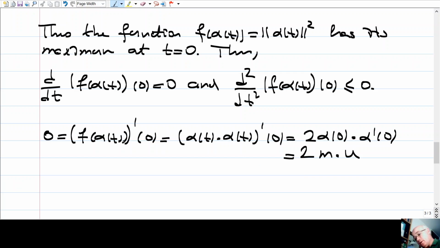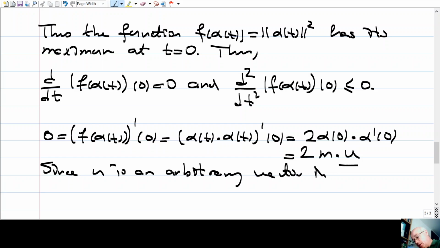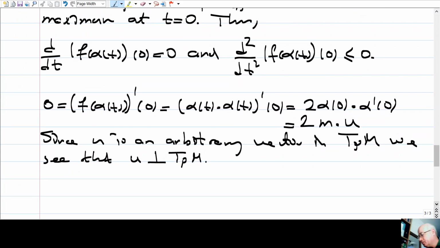So this means what? Hence, since u is an arbitrary vector in TpM, we see that m is perpendicular to every vector in TpM. We see that m is perpendicular to the whole tangent space. Okay.